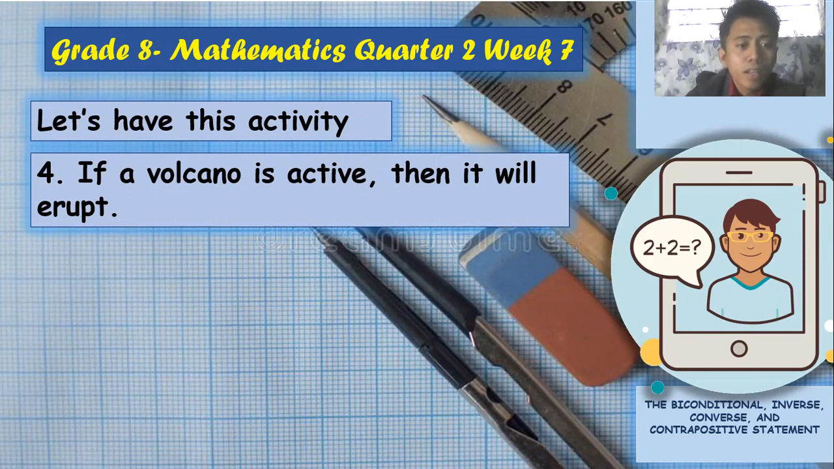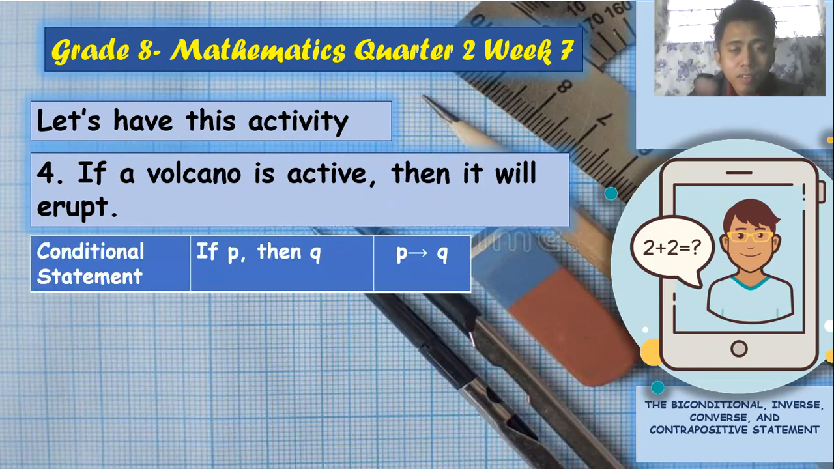So we can now easily identify that this is a conditional statement. And if it is a conditional statement, we can easily identify what our P and Q are, because that is the first step, or step one: identify the P and then the Q.